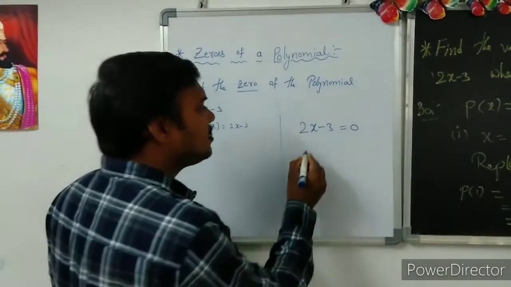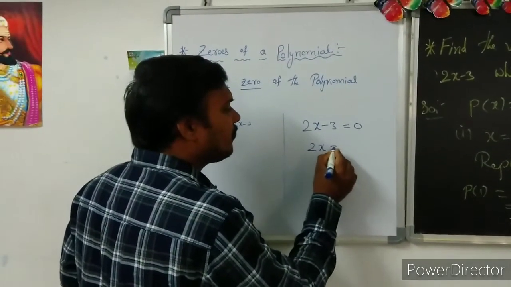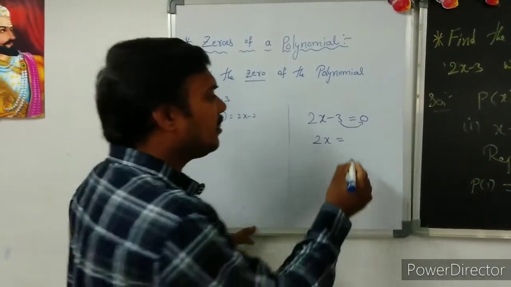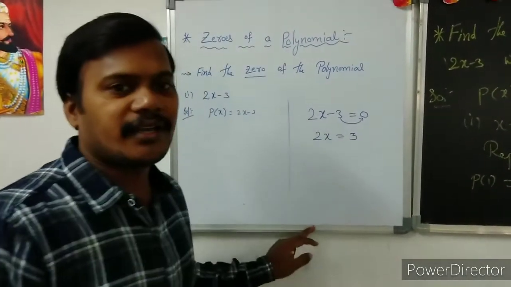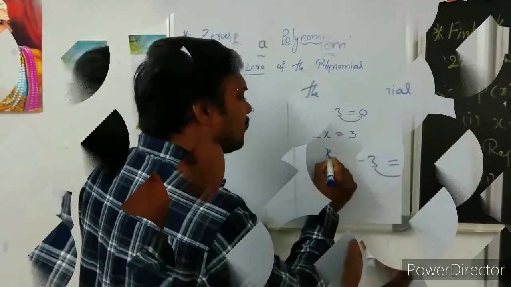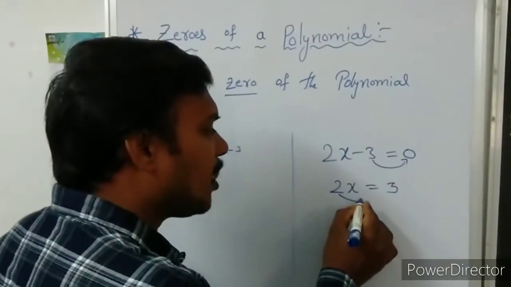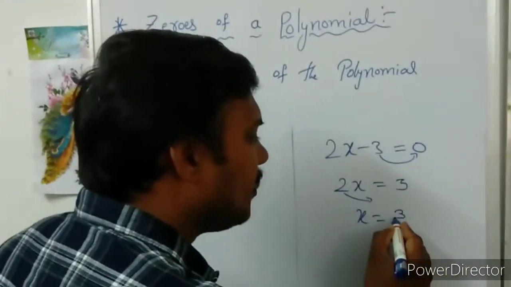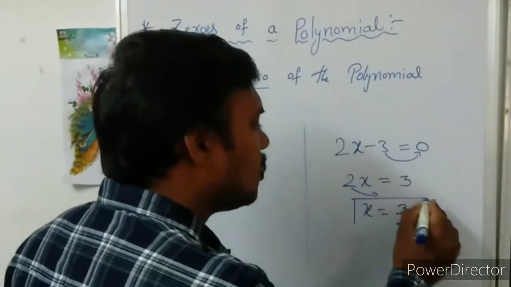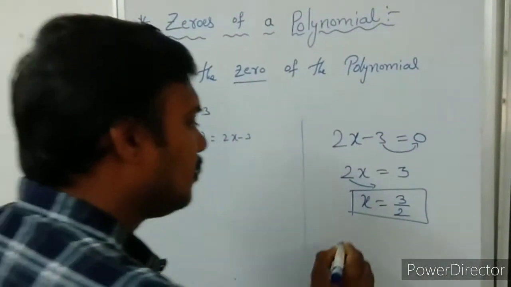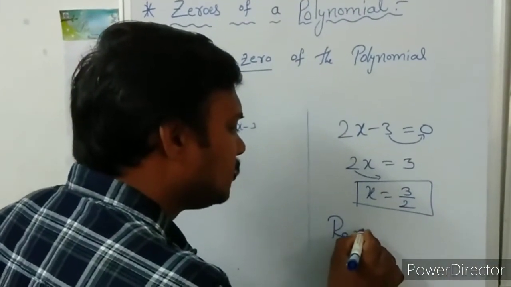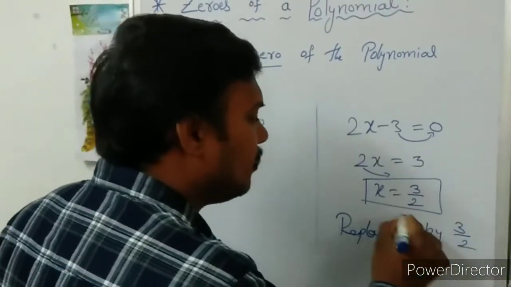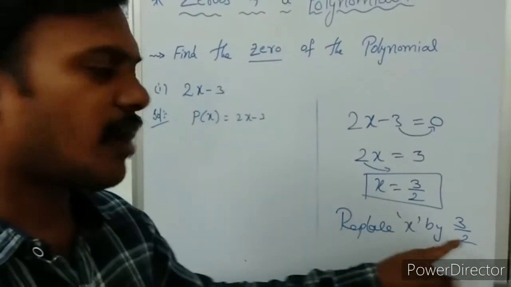So 2x equals, we just transpose the value to the RHS, and we get plus 3. Agree or not? And also x equals, again we transpose the value to the RHS, so it will be 3 by 2. Now we want to replace x by 3 by 2.